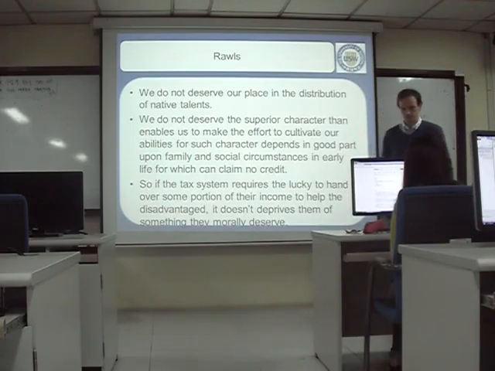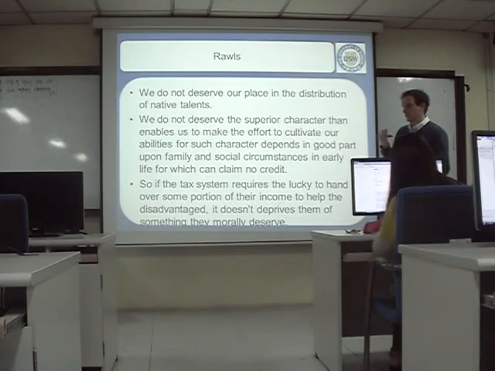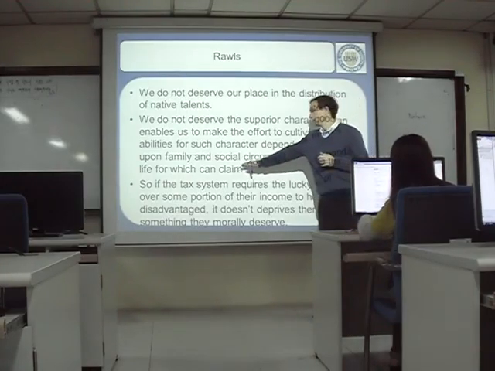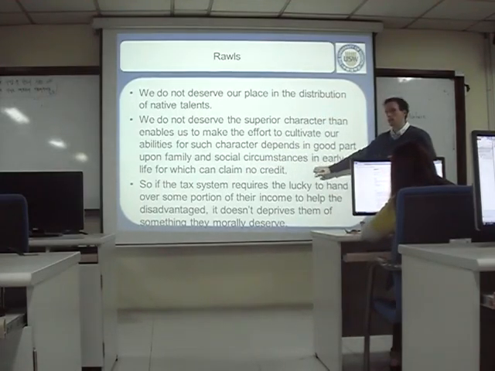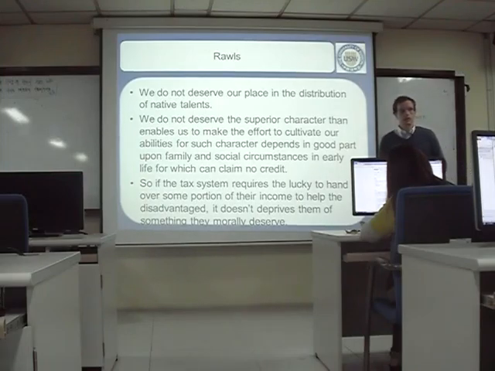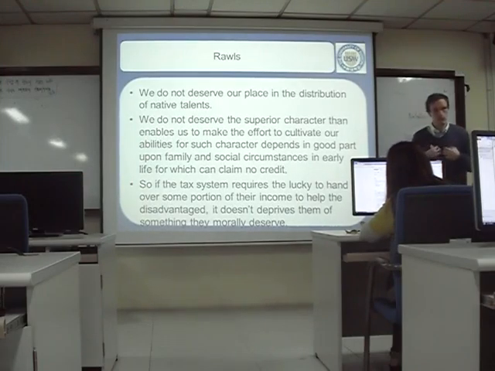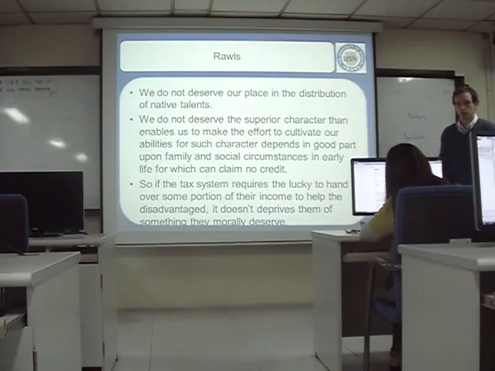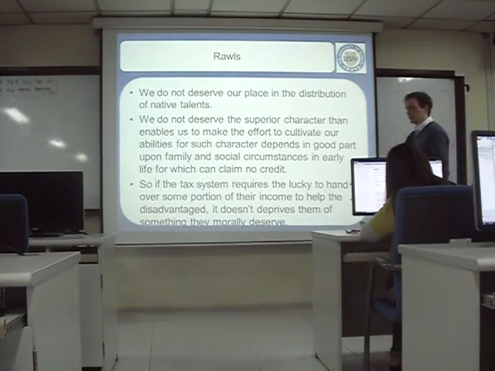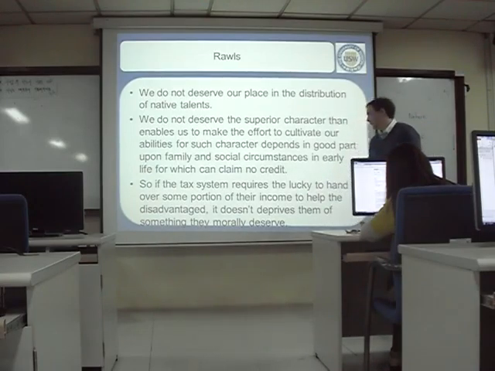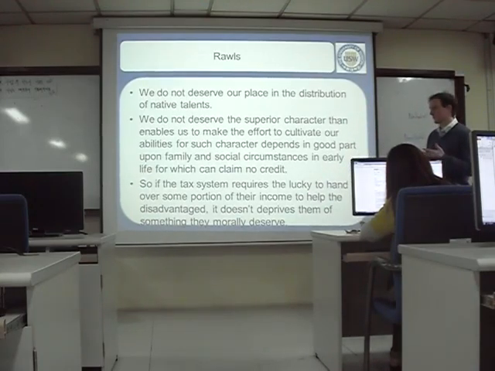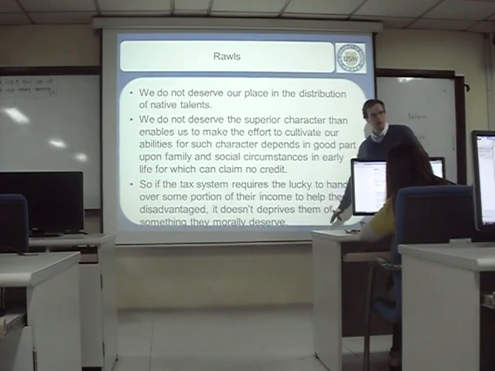On the ground. So this is one of Rawls' points. That the reason that you have good talent or advantage over other people depends upon your family and social circumstances, and especially in the early life. So you can't say that was because of me. Okay? Because of me, I got all those circumstances. So it means that the tax system requires the lucky people to hand over some portion of their income to help the disadvantaged. Okay? It doesn't deprive them of something they morally deserve.